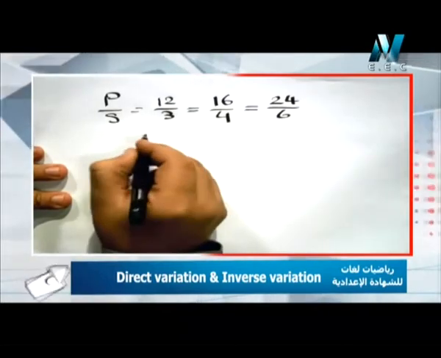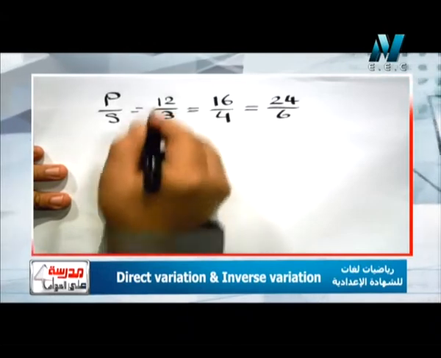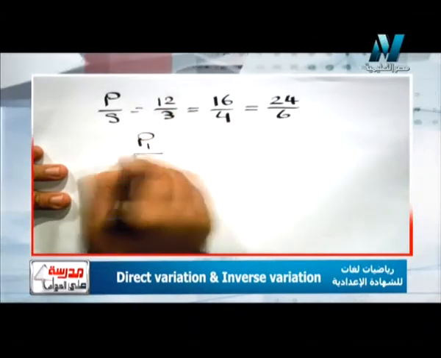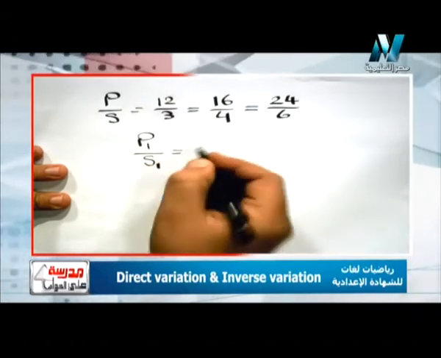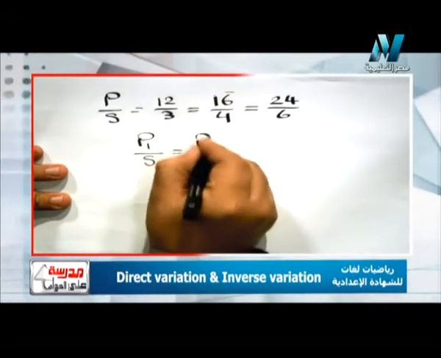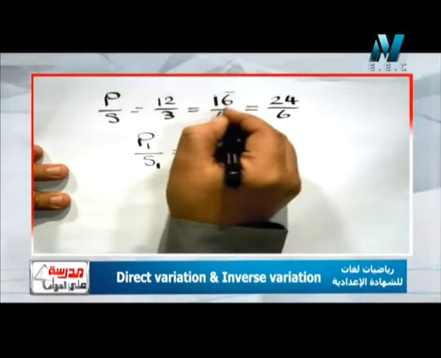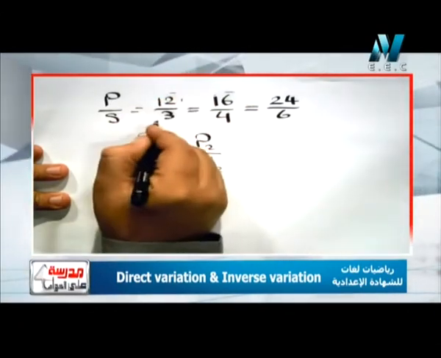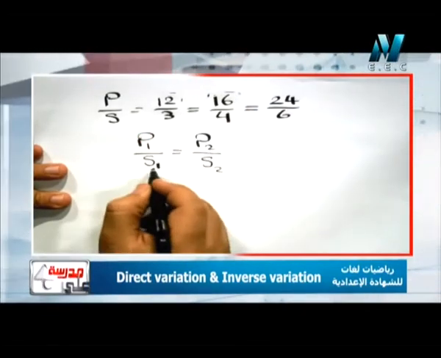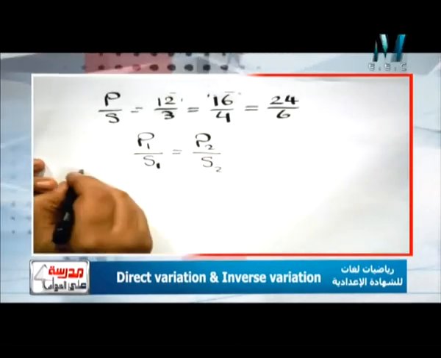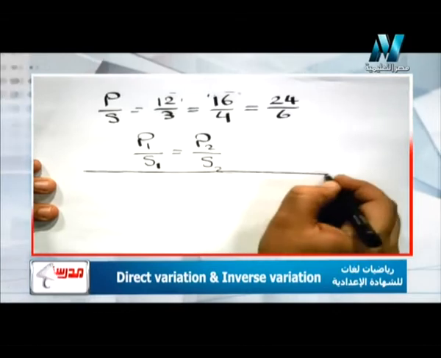يبقى أنا لو كتبت إن أنا لو عندي for example the parameter, one of these parameters, I'm going to call it parameter 1, over its side, I'm going to call it side 1, it's the same as the parameter 2 for the second ratio over side 2 for the second ratio. And عندي this is the first ratio and this is the second ratio. So P1 over S1 equals P2 over S2، وده هيدخلني في definition أو شكل جديد للديفينيشن بتاع ال variation.